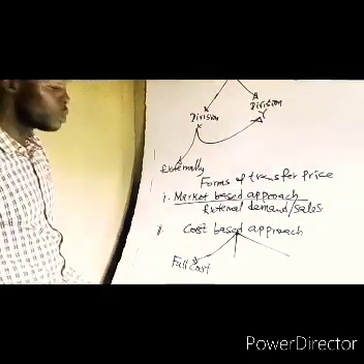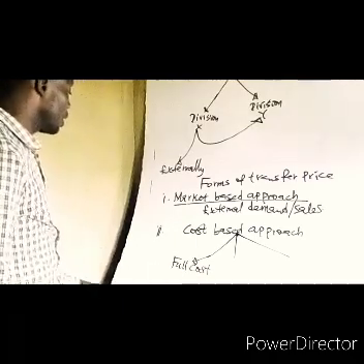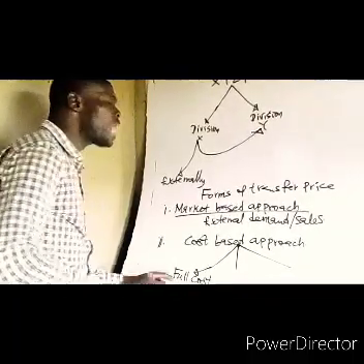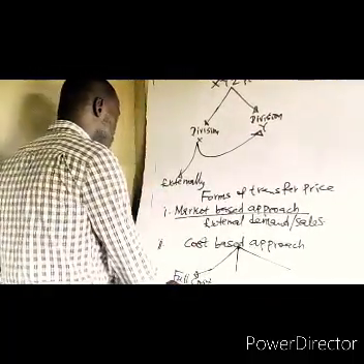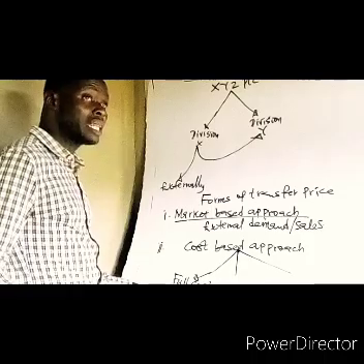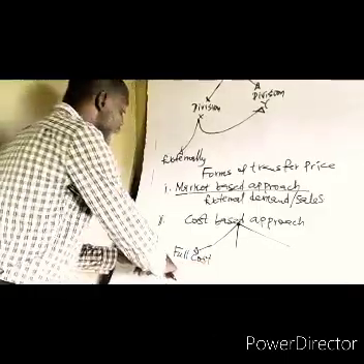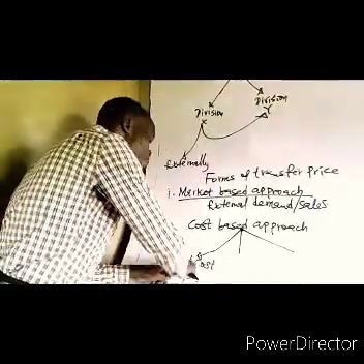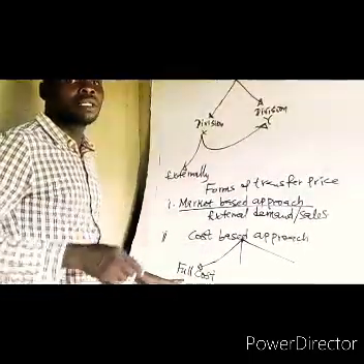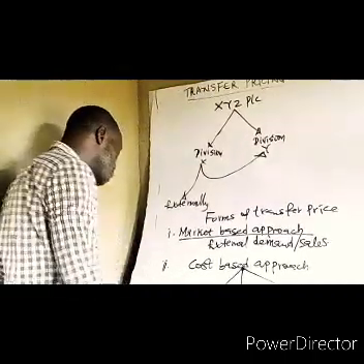Under the full cost approach, the goods and services are transferred by the selling division to the buying division at the total production cost per unit of the selling division. Sometimes the selling division may add a percentage markup as its own profit to that. So that is full cost.